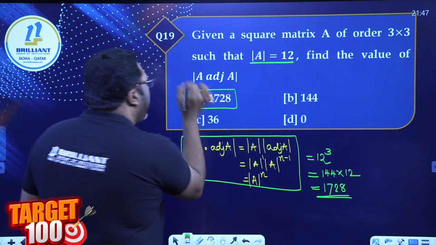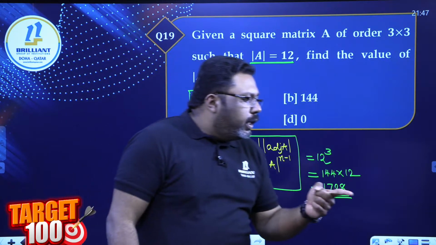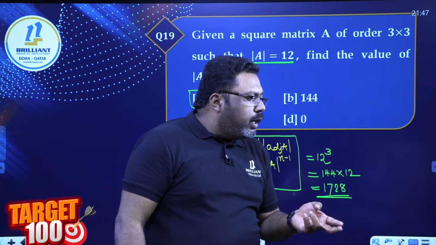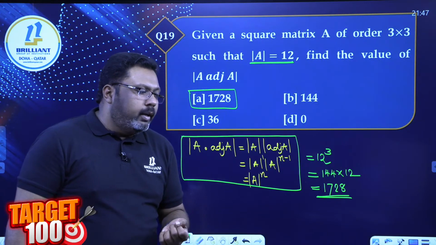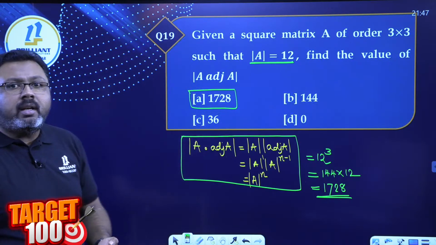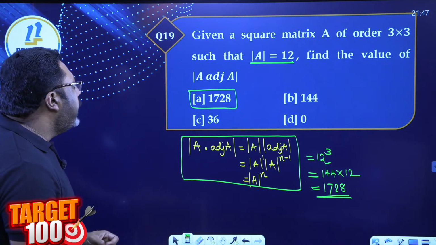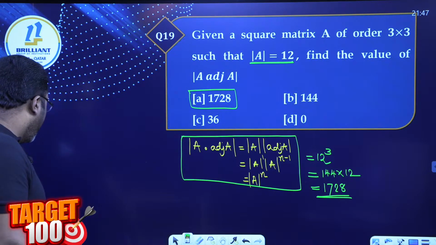Option A. Right answer Tushar. Right answer Hafiz. Right answer Abin. Right answer Prapti and Dhruvil. Very good. So the answer is 1728. Okay, moving on to the next question.